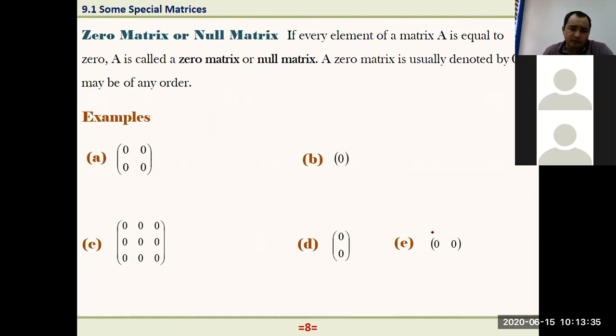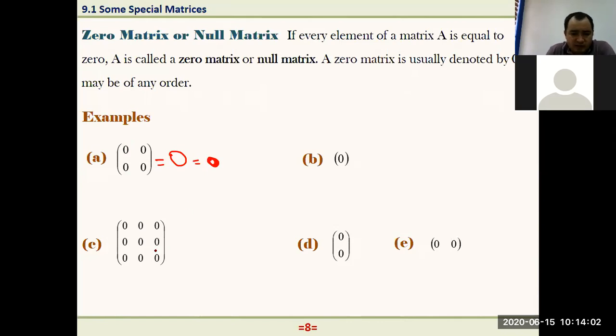How about zero matrix or null matrix? If the elements or entries of the matrix, all the entries, are equal to 0, then we call this a zero matrix. For example, here all the entries are equal to 0, and usually we can use the letter O to denote this, or just bold 0. This one is bold face 0. Okay, that is a zero matrix. And this is also a zero matrix. And with this, I can write here bold face 0.